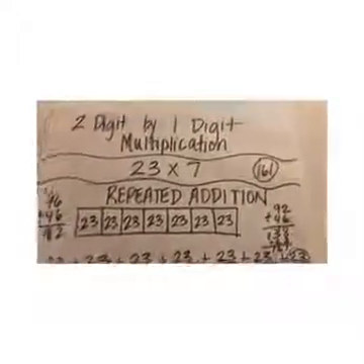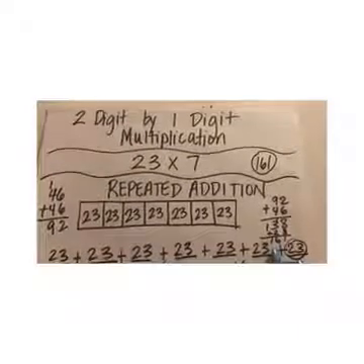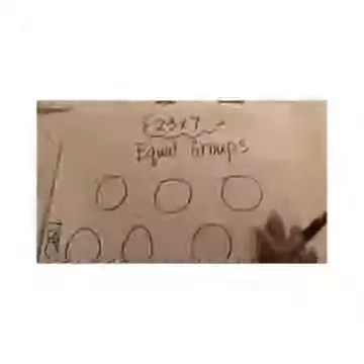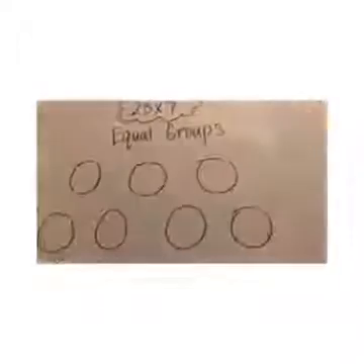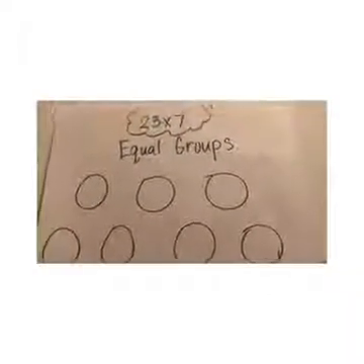Okay, so now we're going to go to the next strategy and see if that works as well, and see if we get 161. Now I have equal groups on my paper. Miss Moody, you just said that equal groups would take too long. I'm not drawing 23 dots in 7 circles. That's going to take forever.